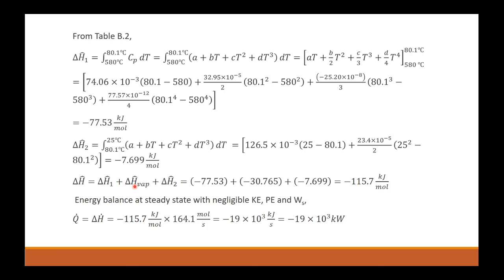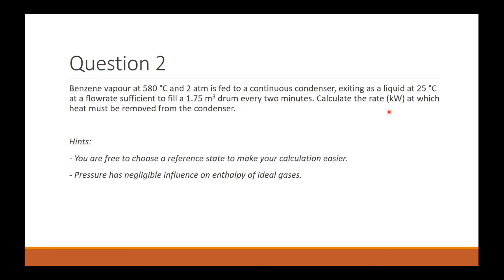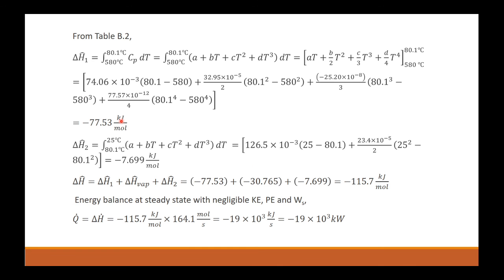So to find the actual rate of the heat removed, we calculate for the Q. In this case, because this is a specific enthalpy, we need to multiply by its molar flow rate. So the delta specific enthalpy multiplied by its molar flow rate that we have calculated earlier gives you negative 19 times 10 to the power of 3 kilojoules per second, which also equals to this kilowatt.